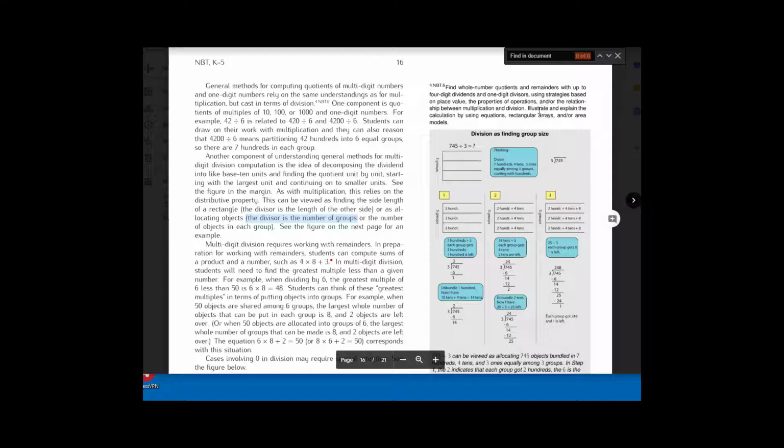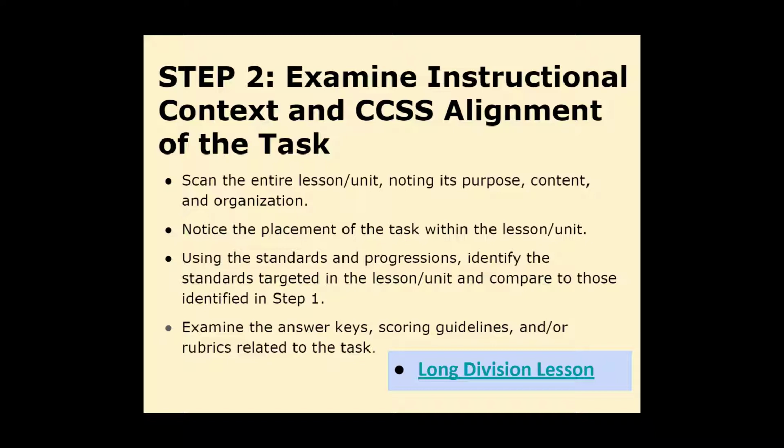And then illustrate and explain the calculations by using equations, rectangular arrays, and or area models. So she did not actually get to the part where they were using the equations, rectangular arrays, or area models. So she is on her way. She has very strong direction in meeting the standard, but as of this point, it has not been met to the full degree. So the last thing we're supposed to examine is answer keys, scoring guidelines, and or rubrics related to the task. We don't have that, so we cannot assume that it exists.